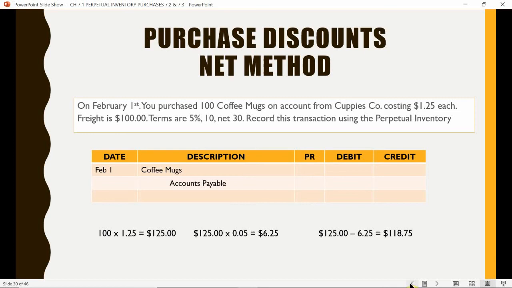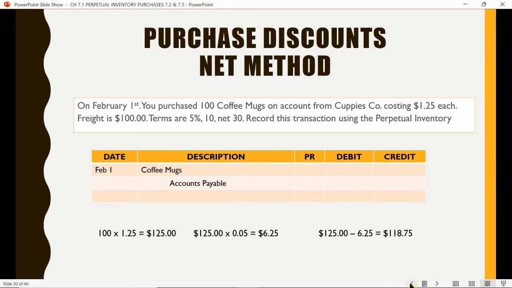We can only discount our selling price. So in this case, my original purchase price, excuse me, was I bought 100 mugs at $1.25. That gave me a total of $125. But because I'm taking advantage of this discount, I need to calculate what 5% of $125 is, which is $6.25.